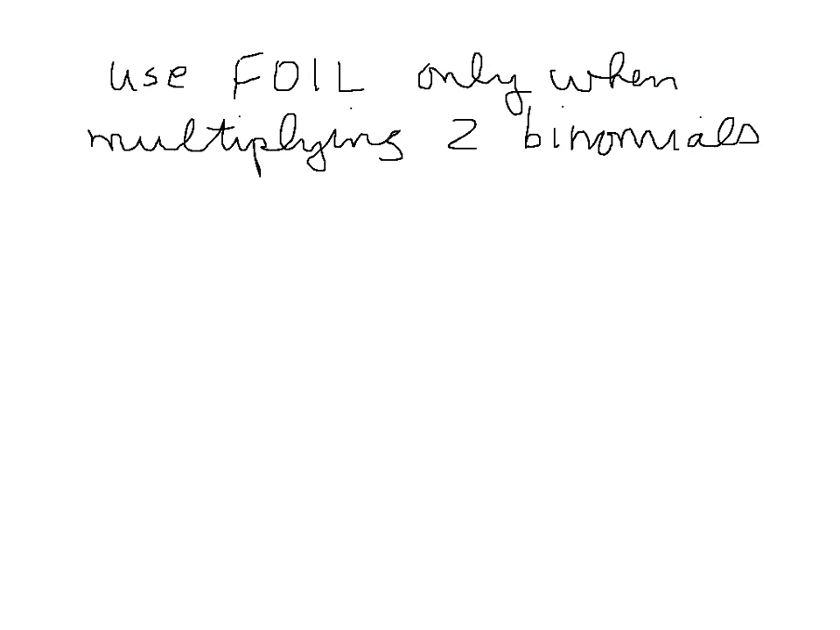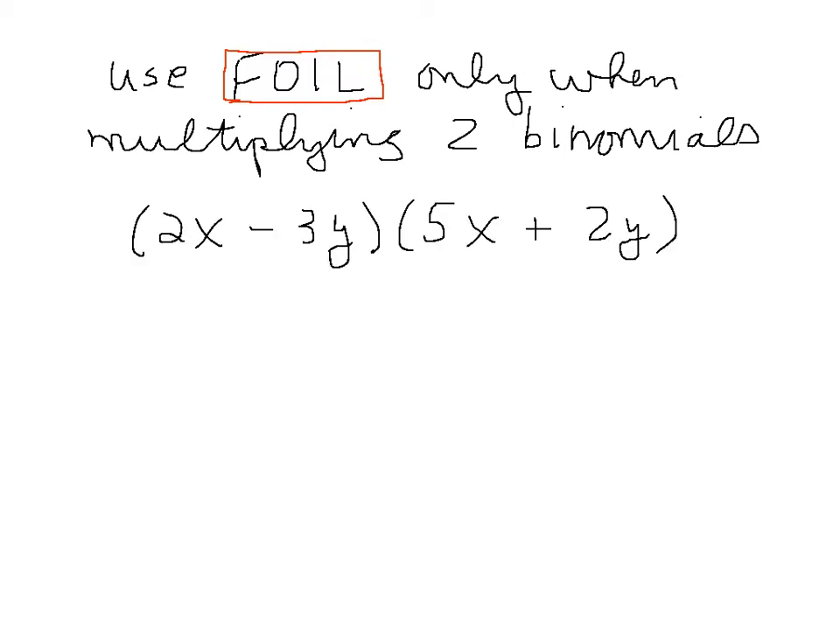Okay, so let's remember what FOIL is all about. FOIL only works when you're multiplying two binomials. And FOIL is simply a reminder of the products that you're going to look at. So let's look at the same example that we just did. FOIL tells us the F means multiply the first terms. The O means multiply the outside terms. I, inside terms. L, last terms. So it gives us a way of organizing all of these little products.